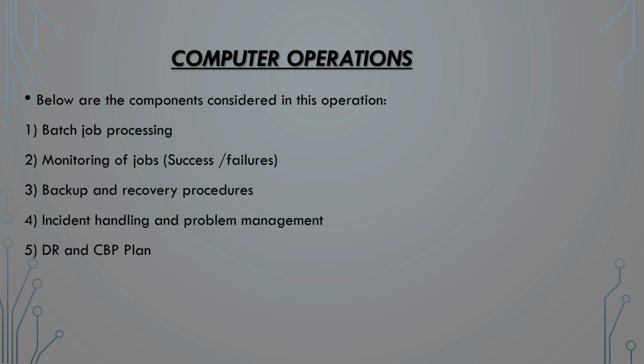Last is computer operations. It means what are the components that come under computer operations. So the first one is batch job processing. In batch job processing, for example, the latest patches which are released by the OEM side, for example, from the Microsoft side, we have to keep our organization very up to date. So we have to implement those patches released by the OEM side, and we have to push those patches to our organization's assets.